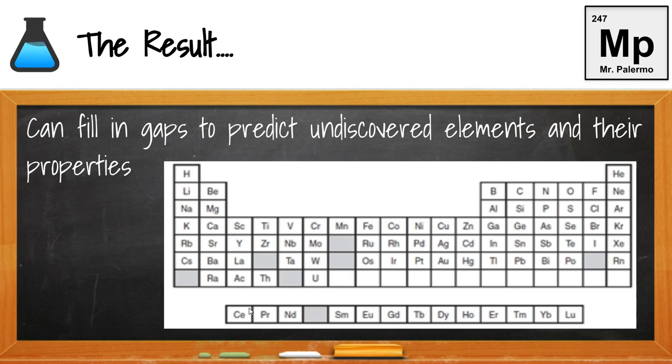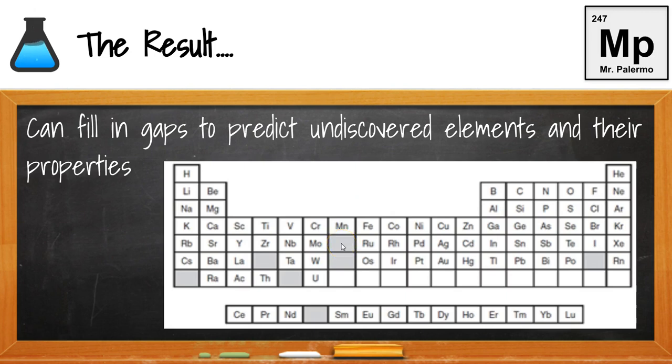So the result is that we can fill in gaps to predict undiscovered elements and their properties. So at the time of this periodic table, when it was taken, this element was not discovered, but we could predict a lot about it. So it's going to have properties similar to Mn.